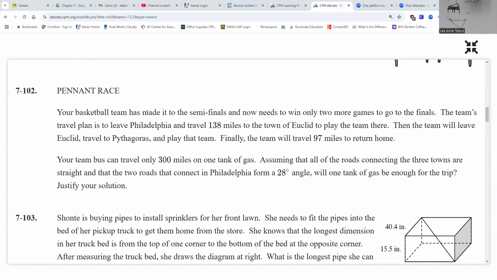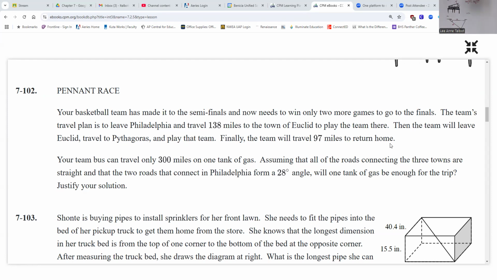Pennant race. Your basketball team has made it to the semifinals and now needs to win only 2 more games to go to the finals. The team's travel plan is to leave Philadelphia and travel 138 miles to the town of Euclid to play the team there. Okay, so put 138 on the top of the triangle between Philadelphia and Euclid. Then the team will leave Euclid, travel to Pythagoras, and play that team. Finally, the team will travel 97 miles to return home. 97 miles between Philadelphia and Pythagoras.